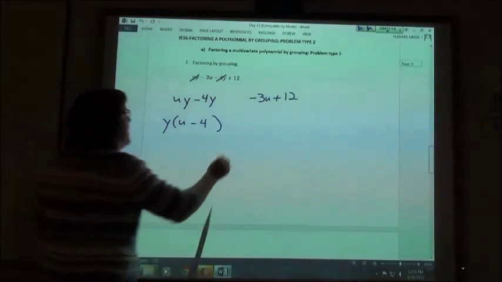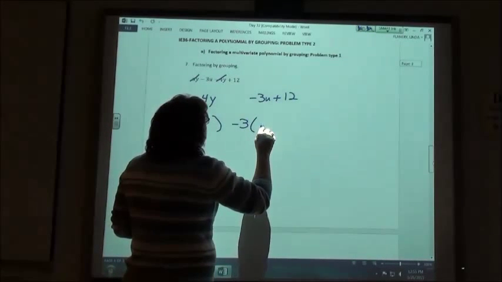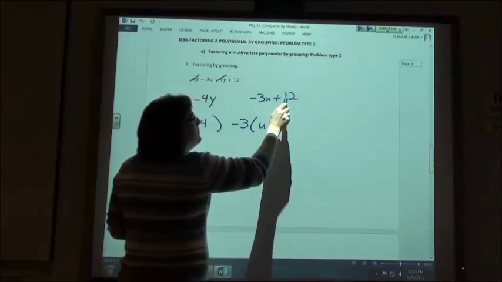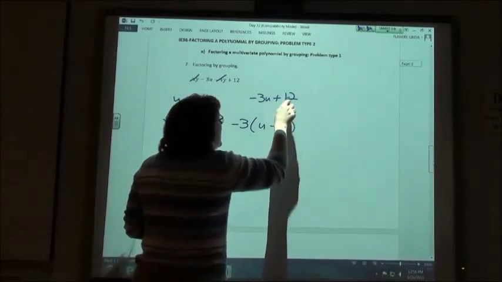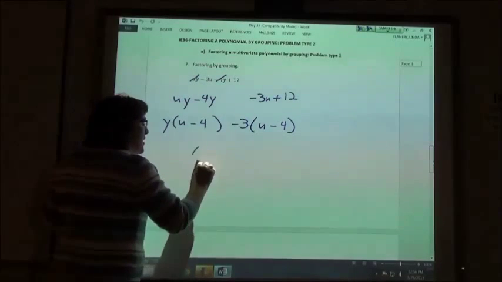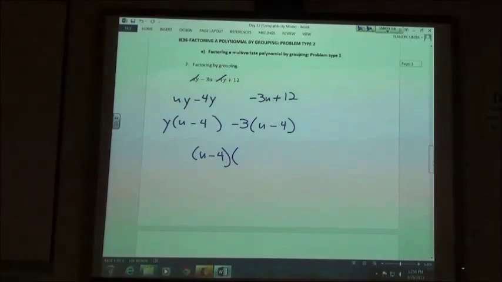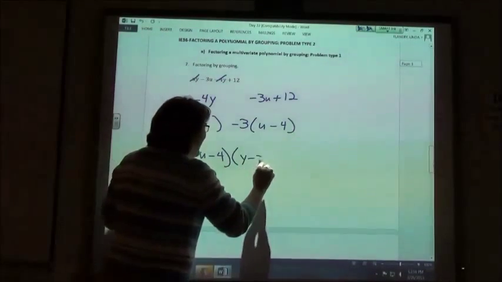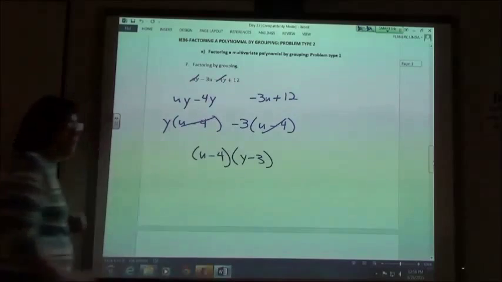The negative 3, exactly. So then when I divide out the negative 3, I'm going to get u plus 4, not u plus 4. No, u negative 4. Yes, because a positive divided by a negative makes that a negative, changes that sign, right? So now you can see what's in the parentheses is the exact same thing. You're on the right track. And so my factors, u minus 4 is my common factor and y minus 3 is my other factor.